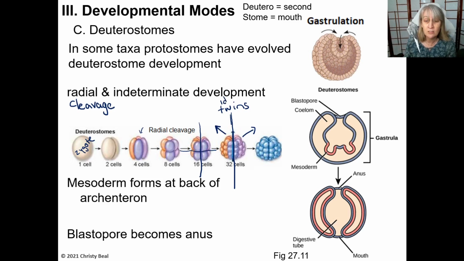Deuterostomes can have identical twins. Protostomes cannot, because they have determinate spiral cleavage.